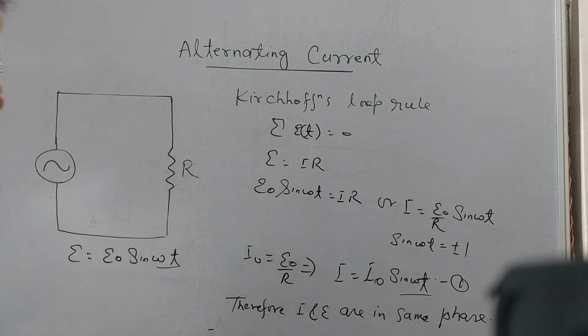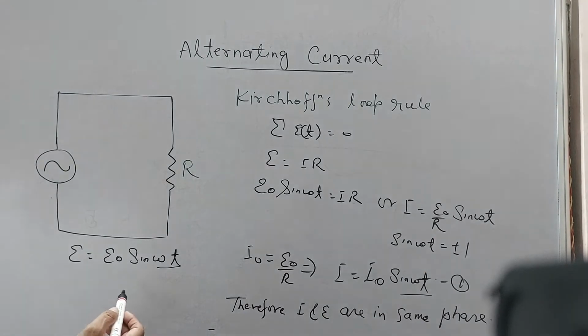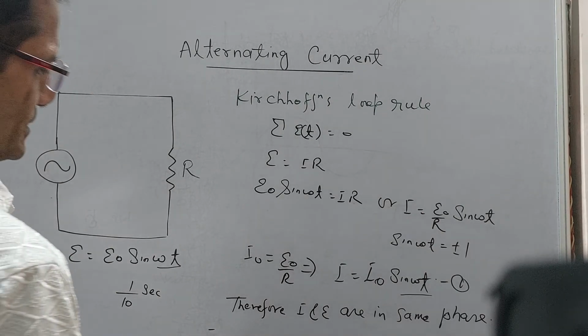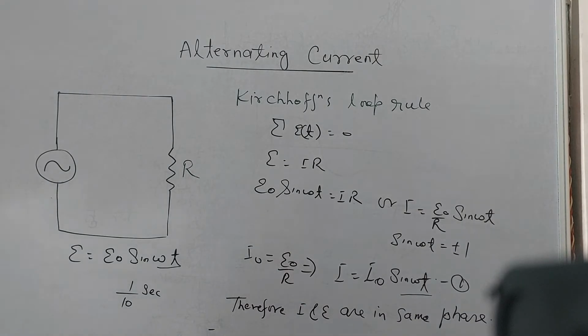Our brain only stores new information when things happen within a time duration of 1 upon 10 seconds. If anything happens faster than 1 by 10 seconds, the image will not be stored in our brain. In that case, if in 1 second the current changes direction 100 times, we cannot store the information in our brain. That's why we cannot show the direction of the current in this alternating current circuit.